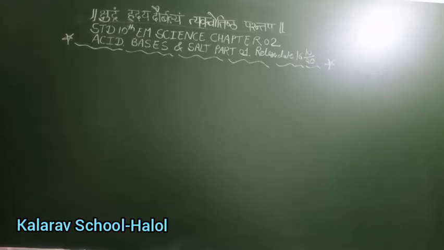One more experiment is given here: take the solution of glucose, alcohol, hydrochloric acid and sulfuric acid. Glucose means sugar, alcohol you can say means liquor, and then take hydrochloric acid and sulfuric acid.